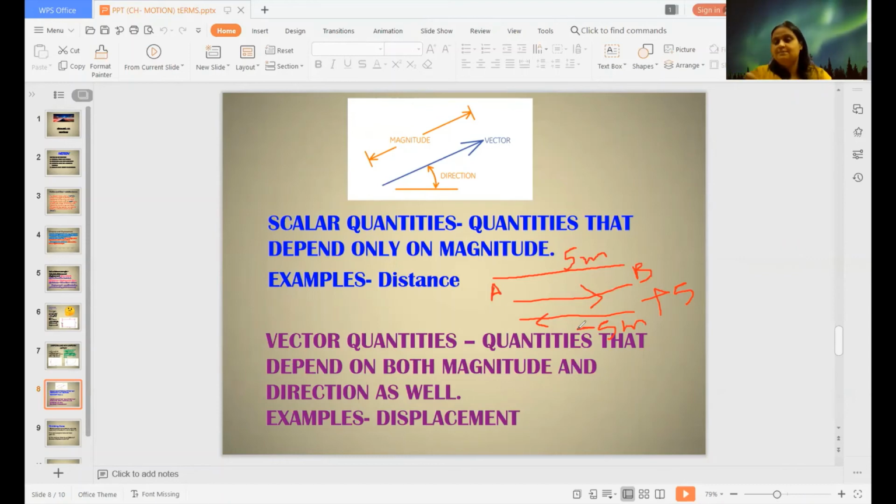So here plus minus shows what? That is direction. So the quantity which depends not only on magnitude but also on direction, that quantity is called vector quantity. As we move further, we will categorize more terms as scalar and vector quantities.